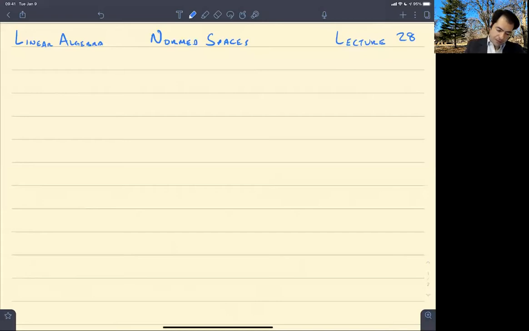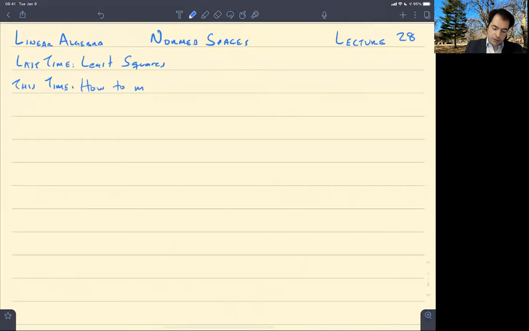Okay, so last time we talked about least squares. So this was about how we could use orthogonal projections to solve optimization problems. This time, we want to talk about how to measure the size of a linear map.